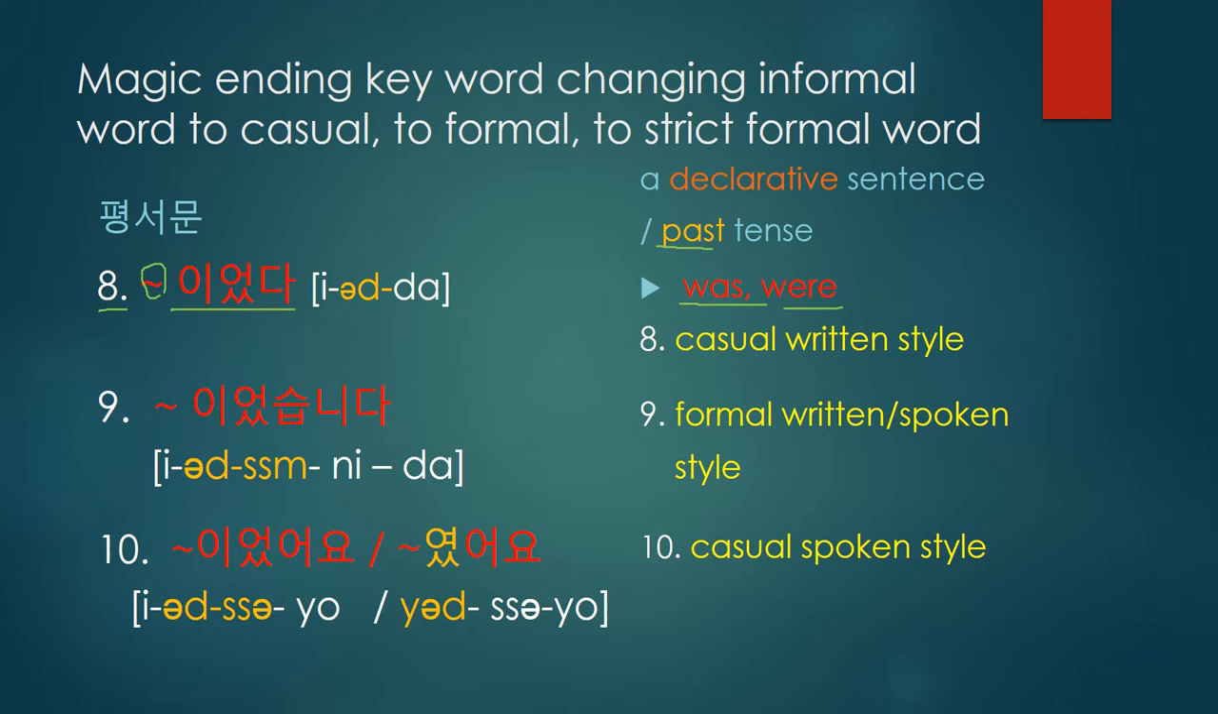And number nine, 뭐뭐 이었습니다. When you speak rapidly, it can be abbreviated. This style is a formal written style, and it is also a spoken style, a colloquial style. You can say it like this: 뭐뭐 이었습니다.